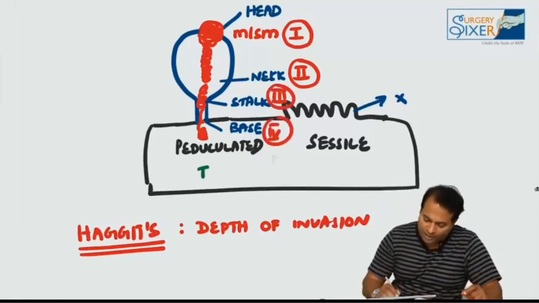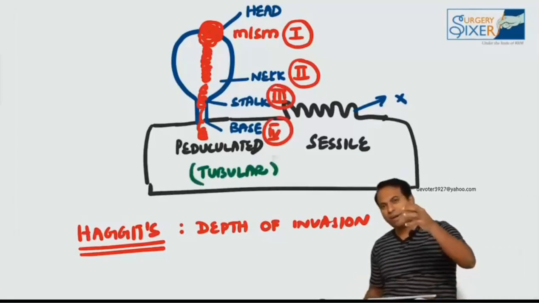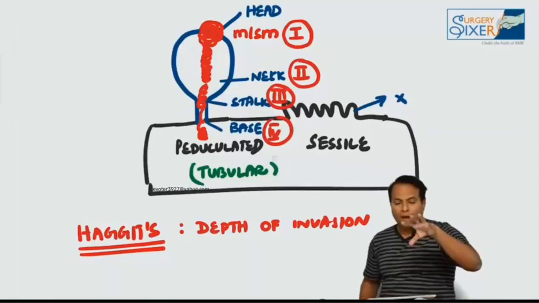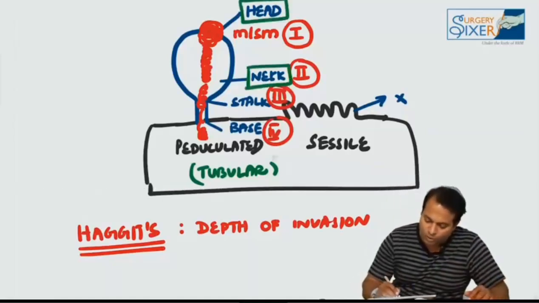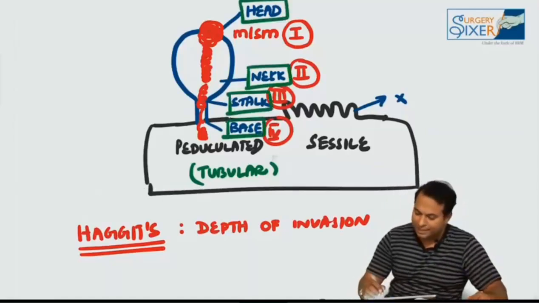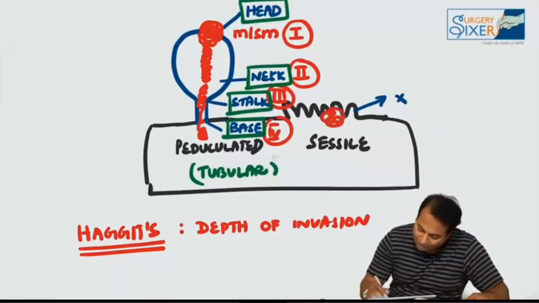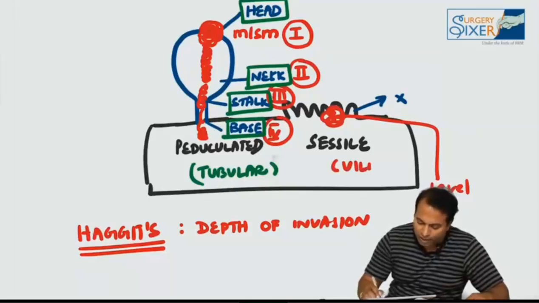In tubular adenomas, how many levels are there? The cancer is infiltrating into the submucosa: up to the head is level 1, neck is level 2, stalk is level 3, coming up to the base is level 4. In a sessile polyp, there is only one level. What is that level? Directly, it is level 4 only. Or in a villous polyp, there is only one level, known as level 4.